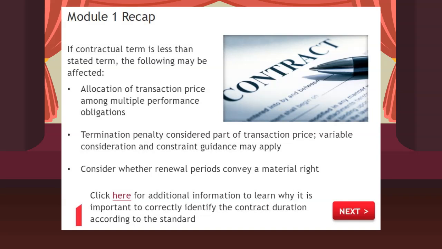Also, the termination penalty, if any, would be considered part of the transaction price. The termination penalty may be variable, in which case the guidance on variable consideration, including the constraint, would be applied. Finally, the periods covered by the termination provisions would be assessed in the same manner as renewal options. That is, we'd have to ask whether the renewal options provide the customer with a material right.